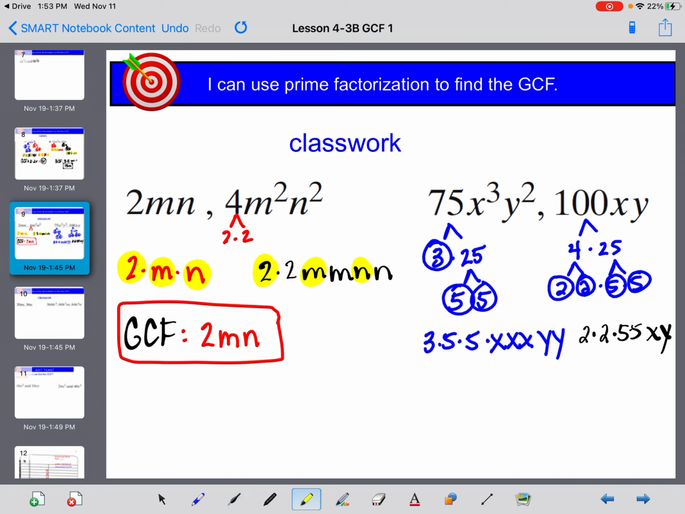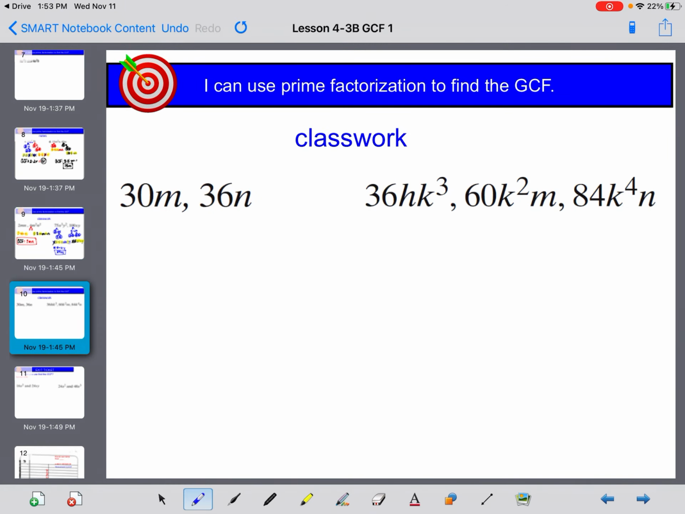Okay, in common, I see there's not a 2 in common. I'm sorry, there's not a 3 in common. Yeah, there's not a 2 in common either, is there? But these 5s are in common. There are 2 5s in common. There's 1 x in common and 1 y in common. So I would write 5 times 5 times x times y, or 25xy. Good. All right, the last 2.